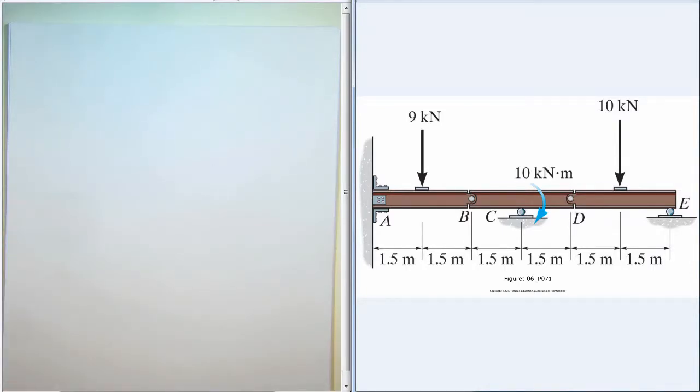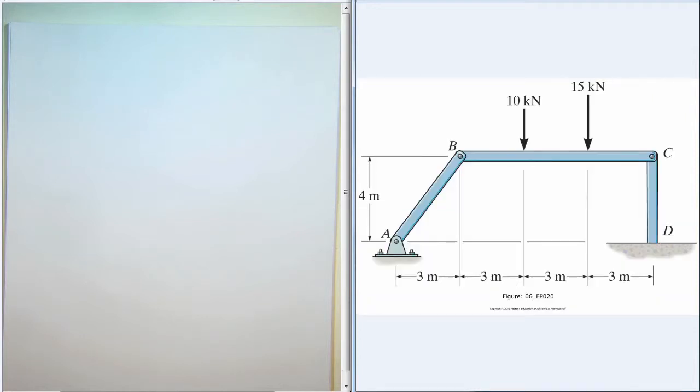So now one last example. This is fundamental problem 6-20, and it's the same steps again. The problem statement is to determine the components of reaction at D. So we want to find the reaction at D. And first we'll look for two force members. We see that there is a two force member.